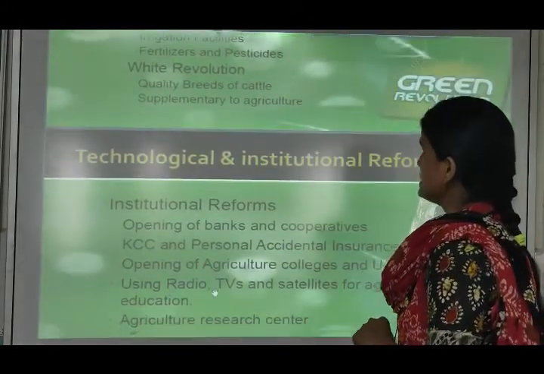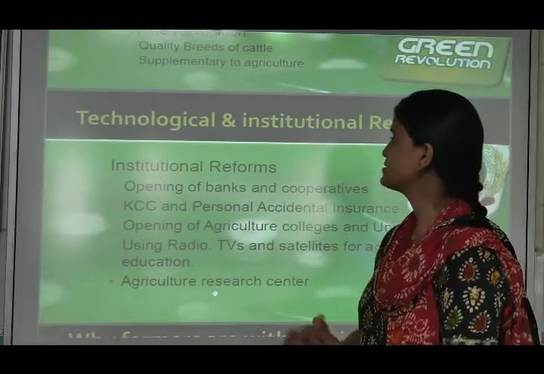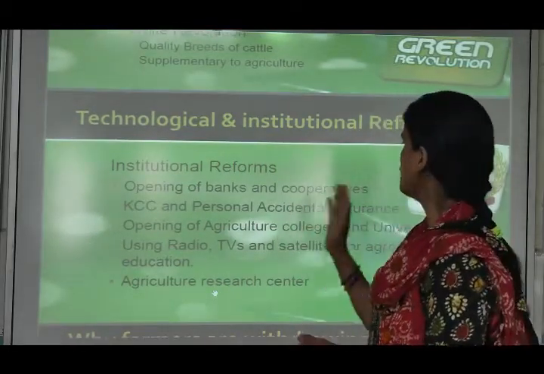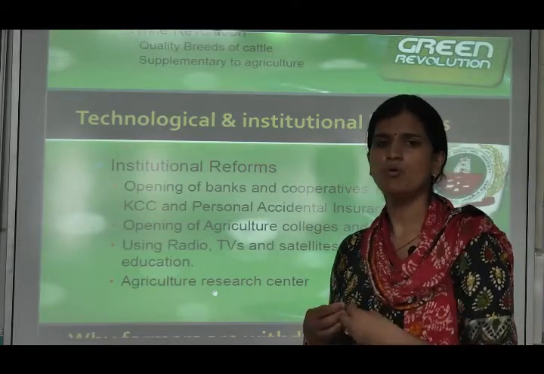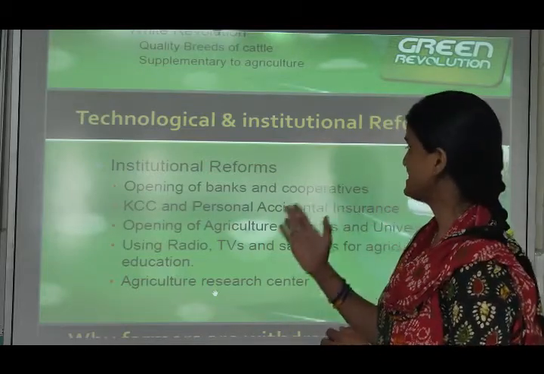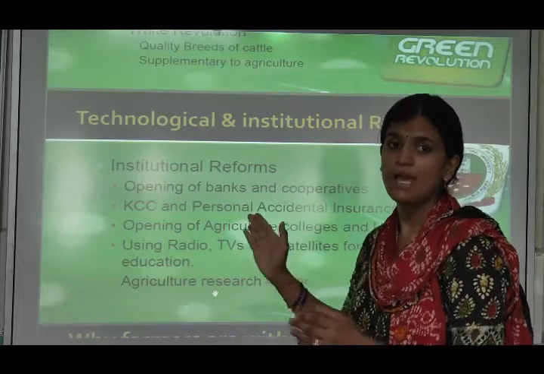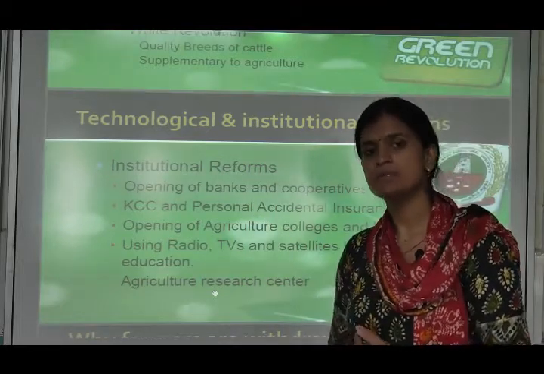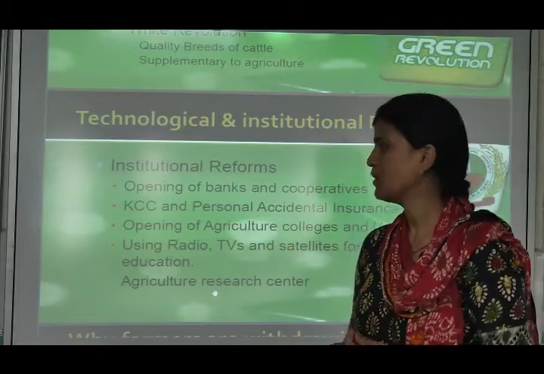Now, having discussed the technological reforms, we come to institutional reforms. There was opening of banks and cooperatives for poor people who could not go to banks with higher interest. Then there were KCC, Kisan Credit Card, and personal accident insurance. And we had MSP also, minimum support price. These were all for the benefit of the poor people.